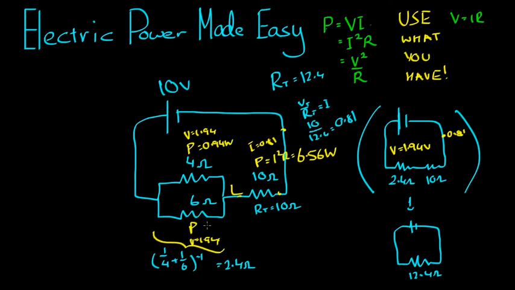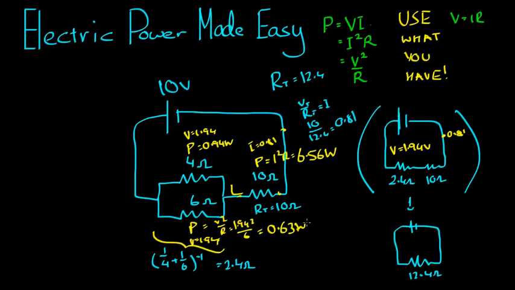And power down here is equal to V squared on R, which is equal to 1.94 squared on 6. I have that coming to 0.627, so 0.63 watts. Hopefully that has shown you how to calculate the power given off by each individual component.